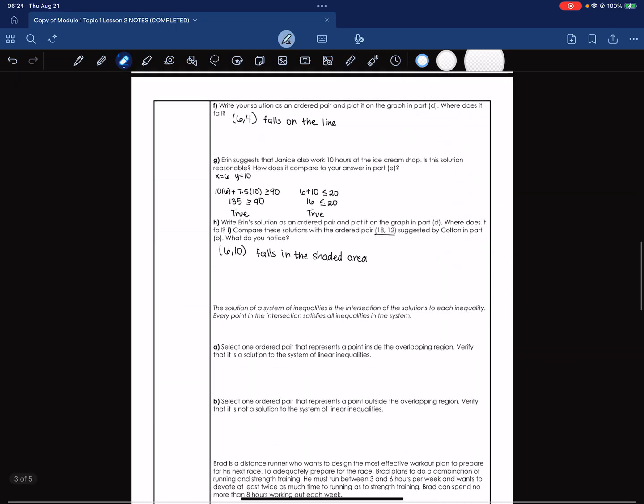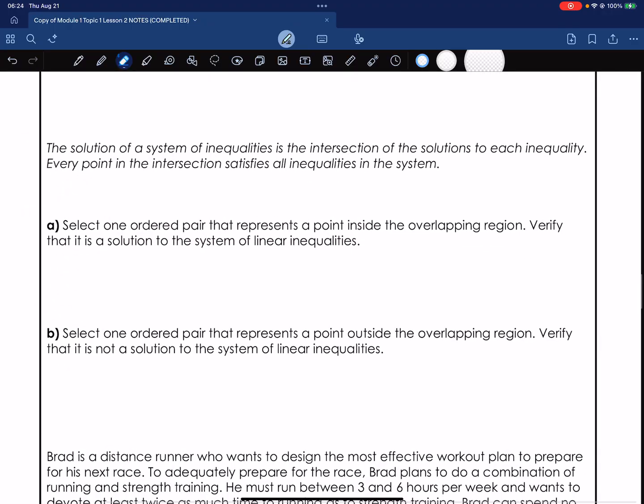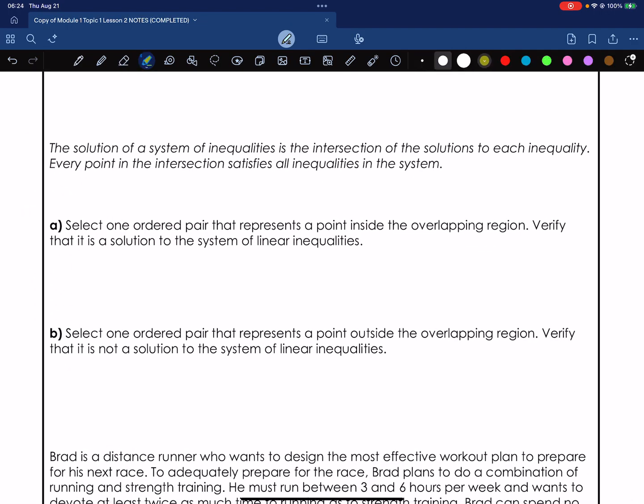And how do you determine the solution set to a system of inequalities? So moving on to where we left off. First thing, it says the solution of a system of inequalities is the intersection of the solutions to each inequality. Every point in the intersection satisfies all inequalities in the system. So what that means is you're going to graph one inequality and shade, you're going to graph a second inequality and shade, and any more. And what you're looking for is that overlapping shading area.